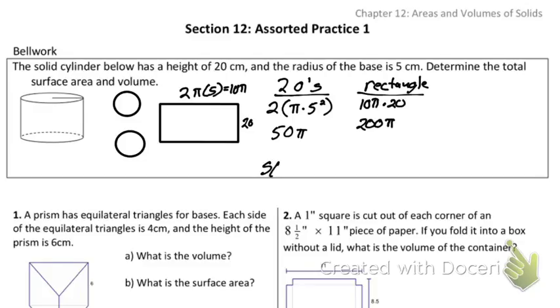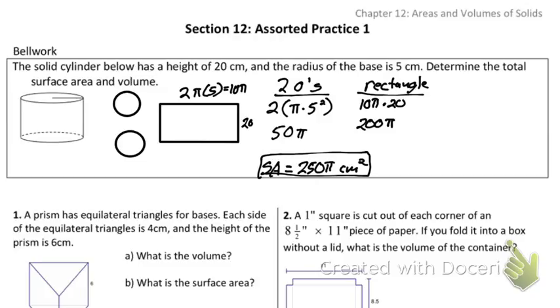So my surface area, I'll just call SA, is going to be 250 pi. Do we have centimeters? Yes, we did. Centimeters squared. Any questions on my surface area?